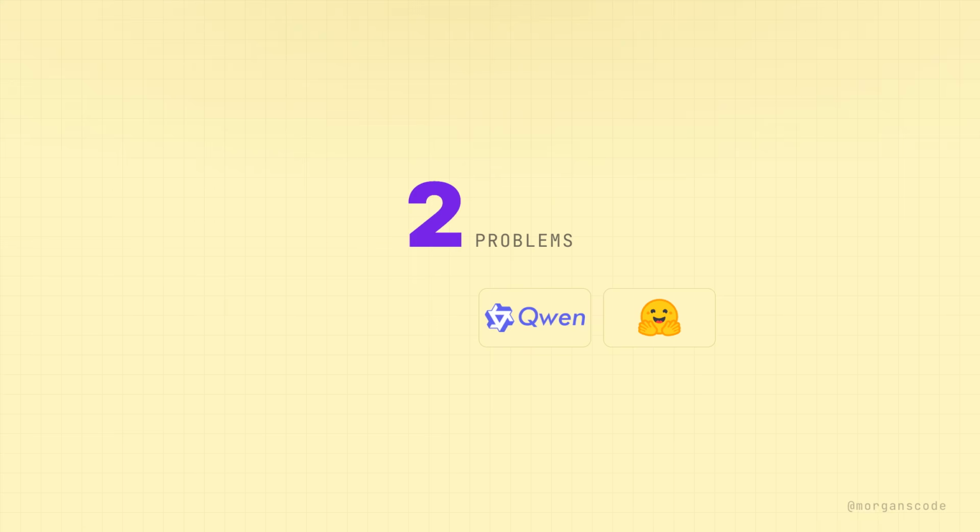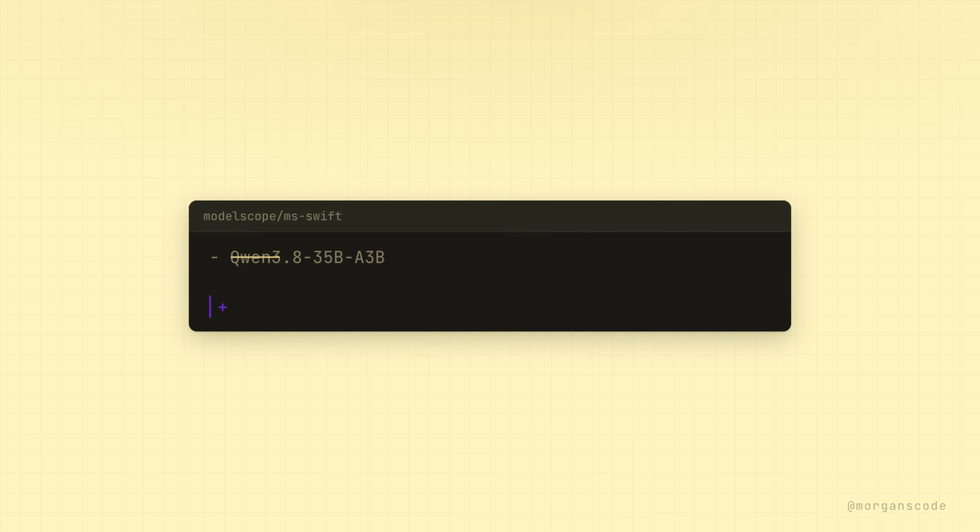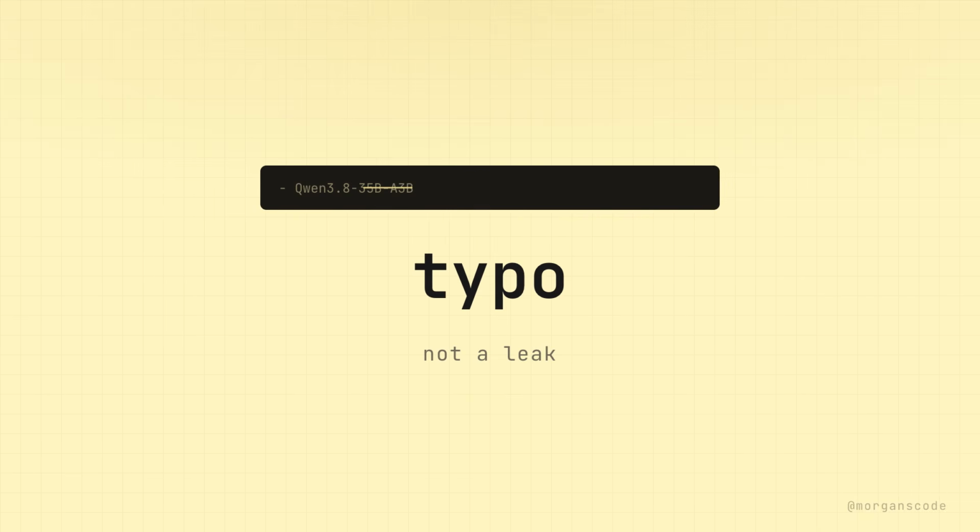But there were two problems. First, this was not an official Qwen announcement. The name appeared in MS Swift, not on Qwen's model page or blog. Second, the name was removed shortly afterward. A follow-up change called Fix Wrong Model ID replaced the 35B-A3B name with the already released Qwen 3.8 27B. So the most likely explanation is simple. It was a typo, not a real leak.